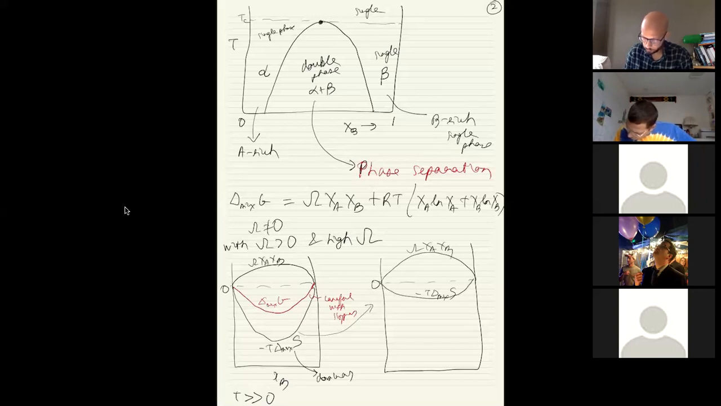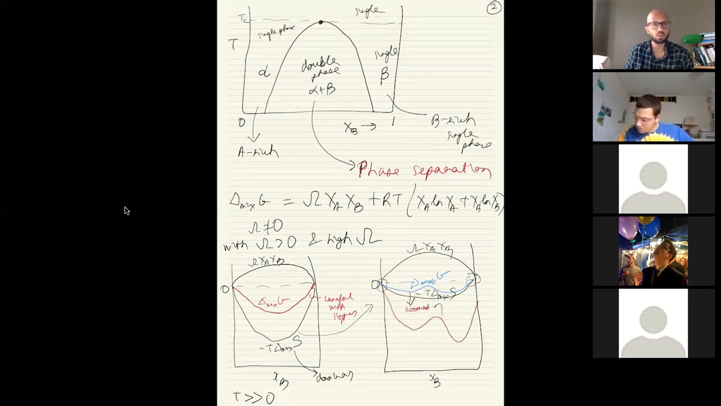Again, I stay careful with slopes because we know this T delta mix S drops down with a slope of minus infinity, so it's going to dominate. But in the middle region, we are going to have a curve that looks something like this. This is going to be our delta mixing G. It will go down when the concentration starts to increase, but then it will go up. Let's zoom in on this. It's going to look something like this. So I have just zoomed in.